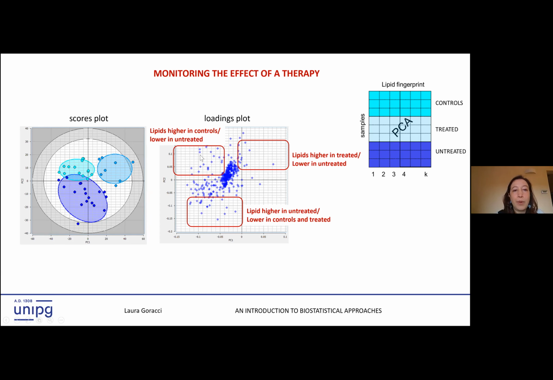So here, for example, I will have lipids that are higher in controls and lower in untreated. Here I will have lipids that are higher in treated and lower in untreated. Here I will have lipids higher in untreated and lower in controls and treated. Okay?